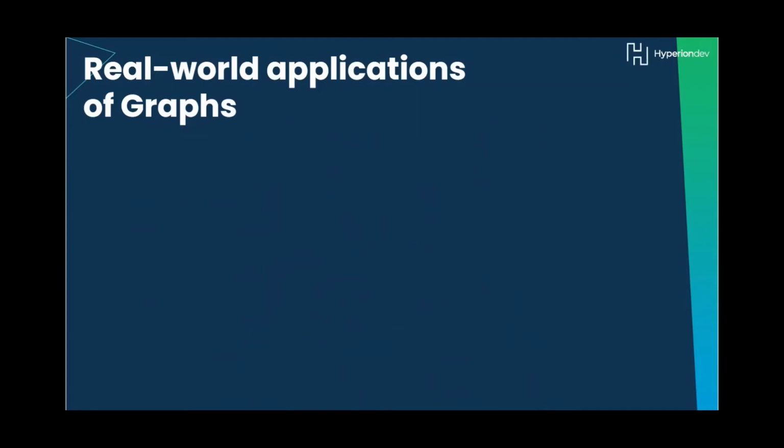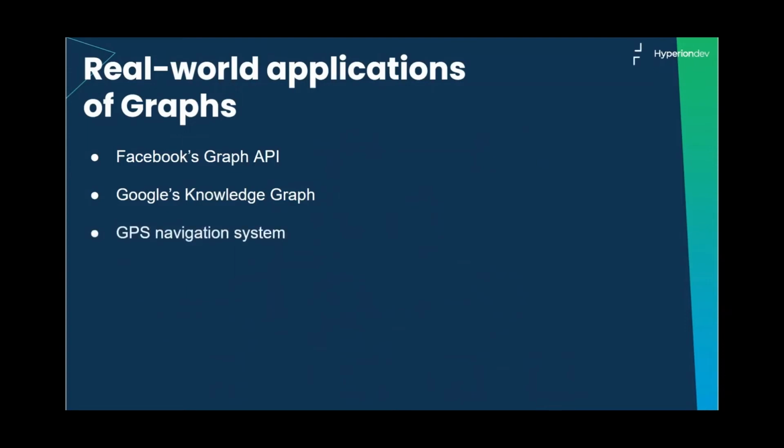So some use cases for graphs would be Facebook's Graph API makes use of graphs. Google's Knowledge Graph also makes use of this data structure. It is also used in Dijkstra's algorithm, or the shortest path first algorithm, which uses graph structure to find the smallest path between the nodes of the graph.